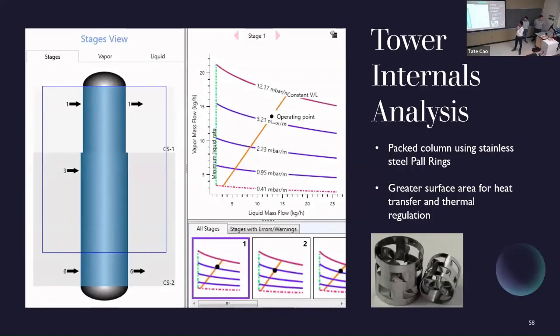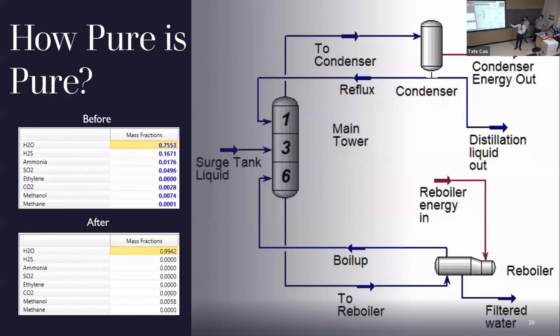Our distillation tower consists of packed columns, which are made up of stainless steel collar rings. It consists of 6 different stages. The top 3 stages have a smaller diameter than the bottom 3 stages. And 3 of the 4 compounds leave that distillation tower, leaving us with 1 compound, which is water. And our complex chemical process enabled us to extract 99.42% pure water at the end. With that, we'll move on to Jeremiah, who's going to talk about more.